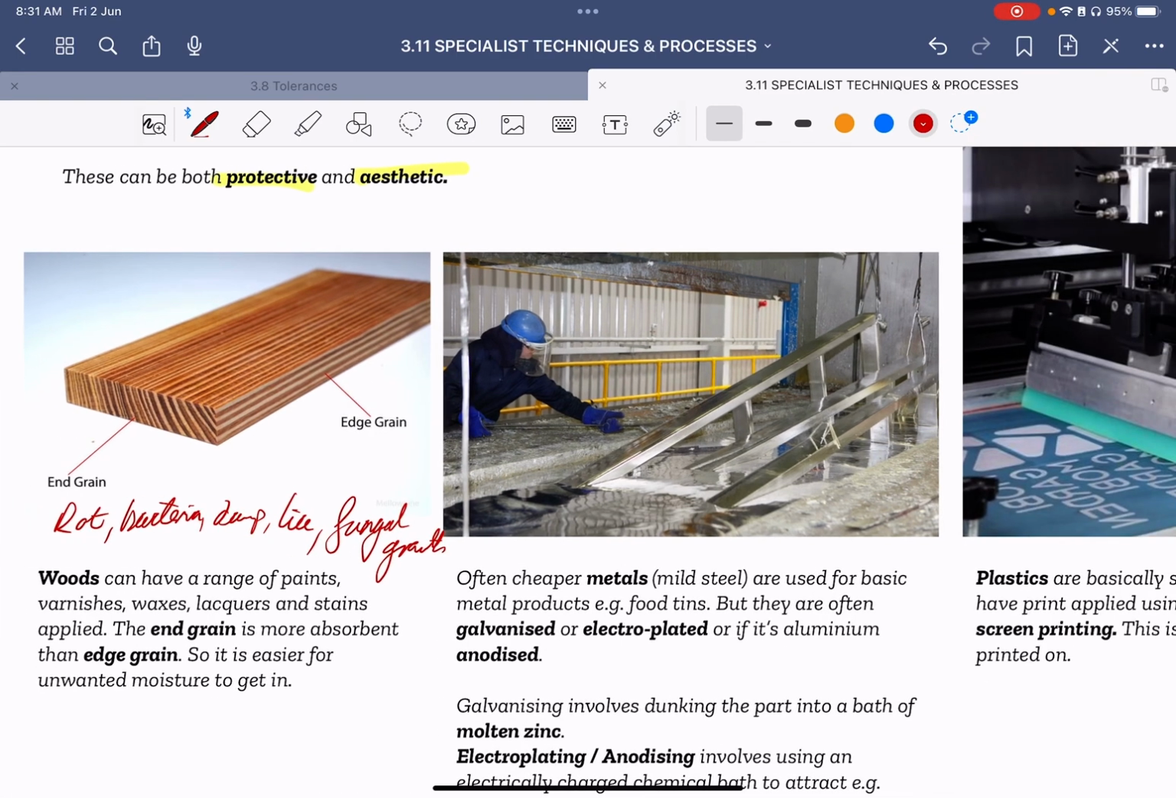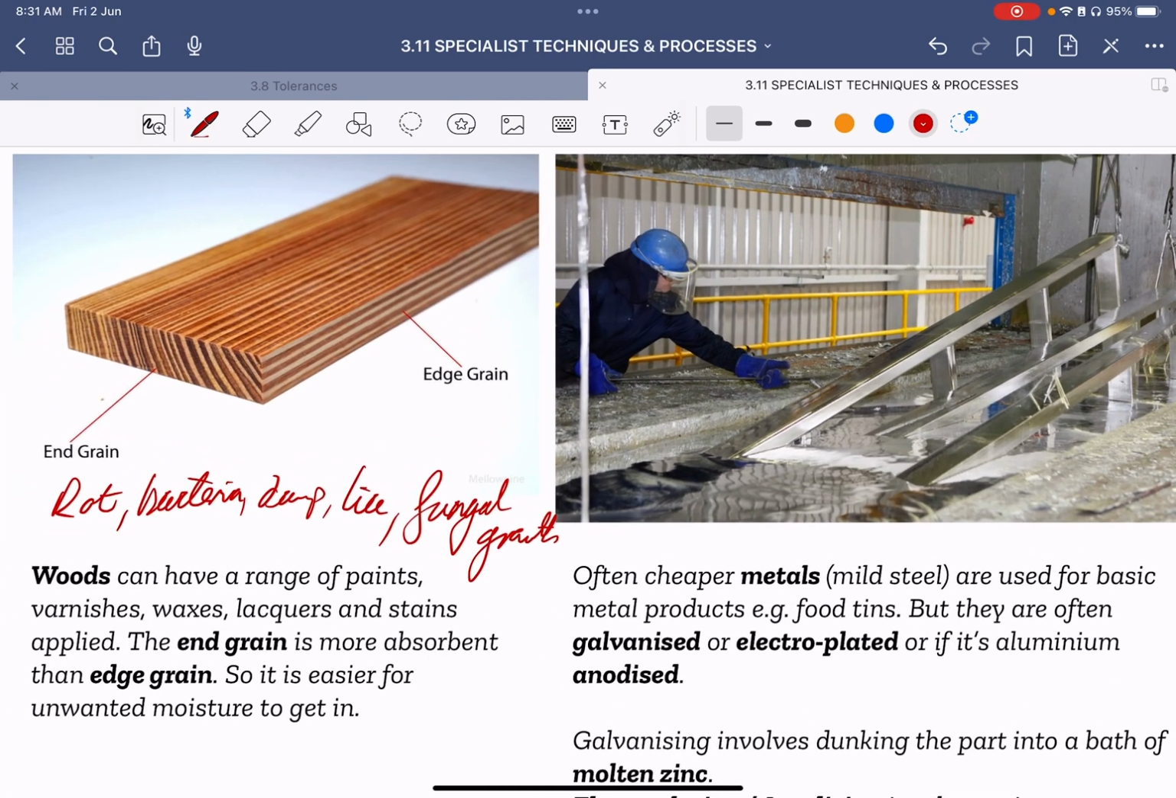So often, once the wood has been formed, you need to then get some waxes, varnishes, lacquers, stains, preservatives even, or just regular paint. Whenever you write paint in the exam, just put acrylic paint. That's the safe standard. Yeah, and that's a great way to protect it. Then it won't bend, warp, go rotten, whatever.